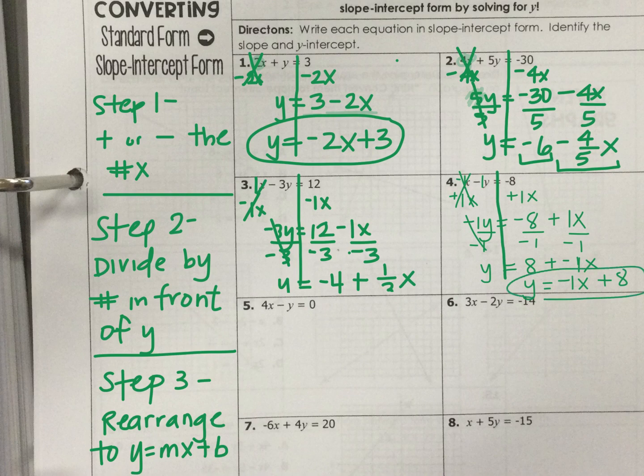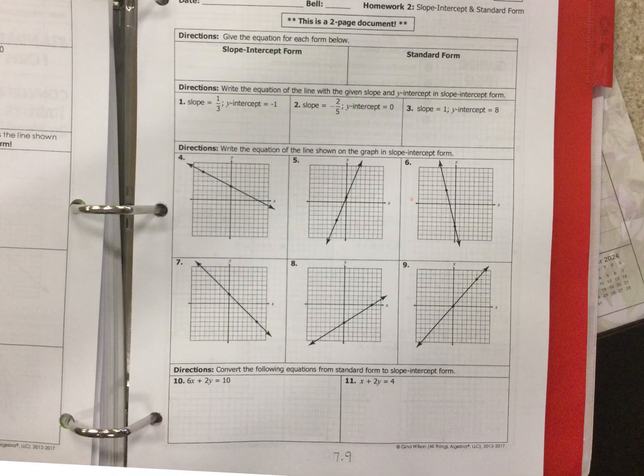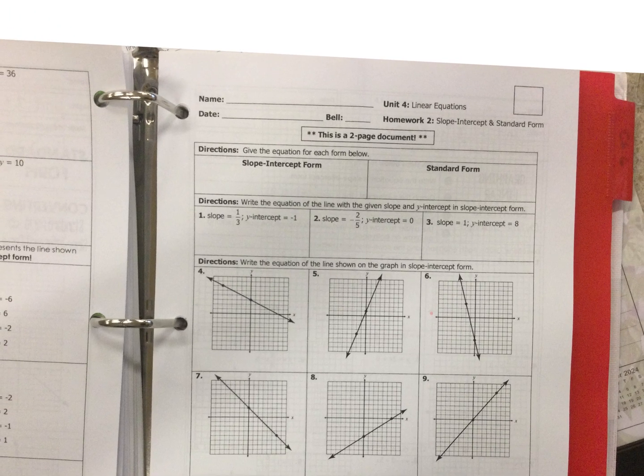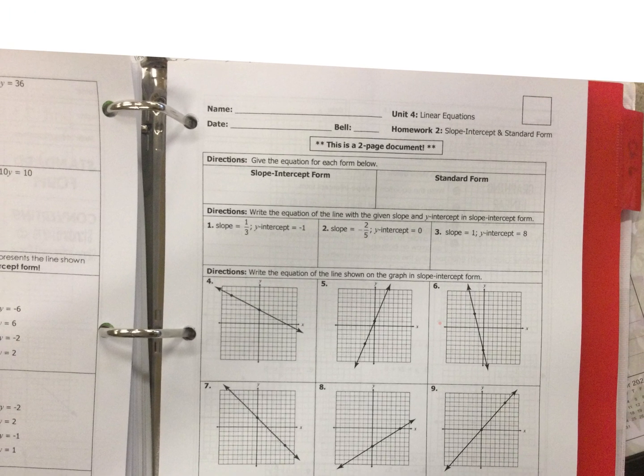So on your paper, I need you to do number 5, number 6, number 7, and number 8. When you are finished, I need you to flip over. This is page 7-9. This is a quiz grade. So I need you to do this and turn it in.